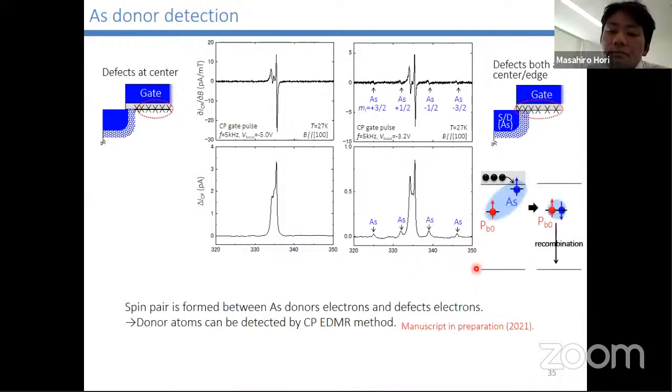This is also explained by the formation of the spin pair, namely the defect spin forms a spin pair with the arsenic donor atoms. So we can observe the donor atom spins. Therefore, we can detect donor atoms by using the charge pumping EDMR method.